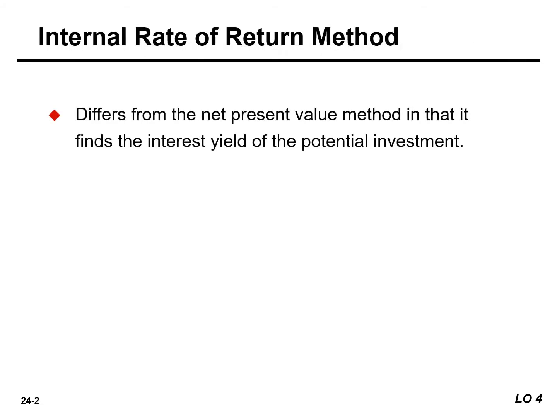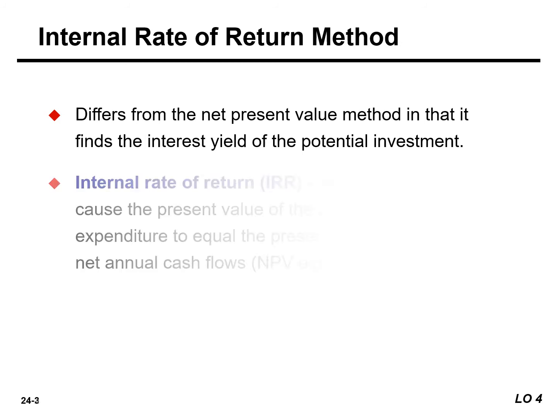The internal rate of return method, like the NPV method, is a discounted cash flow technique because it recognizes the time value of money. The internal rate of return method differs from the net present value method in that it finds the interest yield of the potential investment.